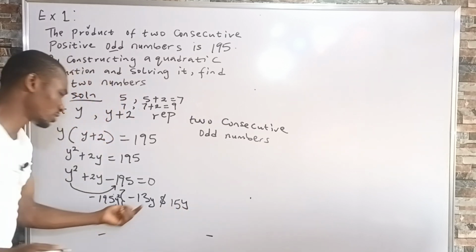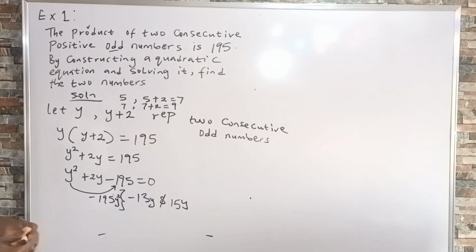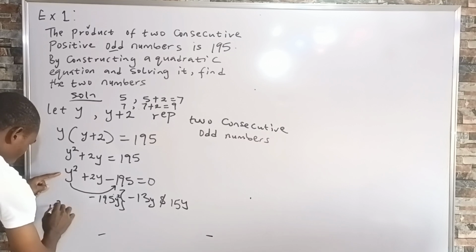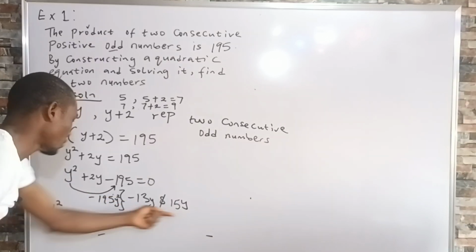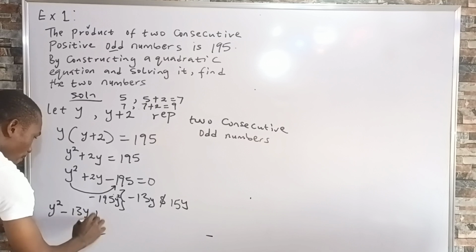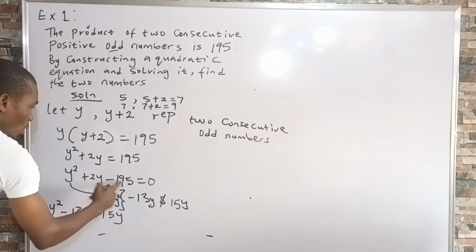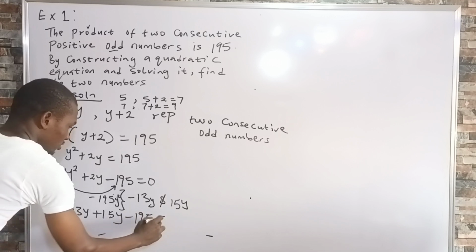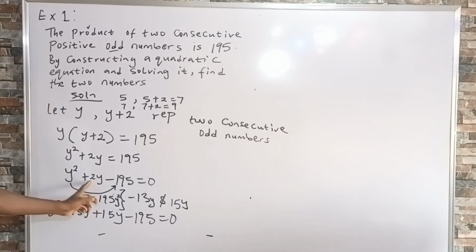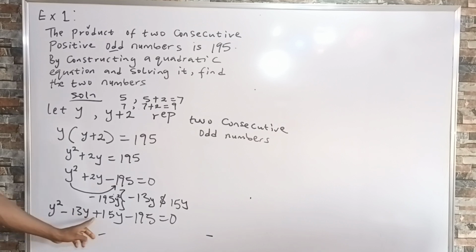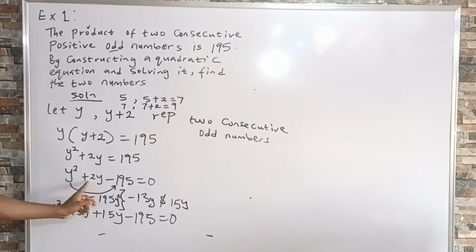If you don't know how to derive these two factors, try to visit my previous videos where I taught about factorization of a given quadratic expression or equation, and you'll be able to understand this quite well. Now, solving for that, I then have y squared, and I'm going to add these two factors, which are minus 13y and plus 15y. Then I'm going to also attach the minus 195, and that is equal to 0. I'm not making use of this 2y because I know that minus 13y plus 15y is still going to give me plus 2y.